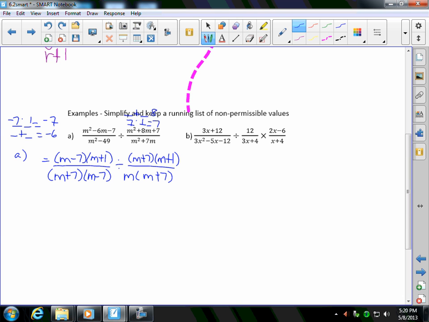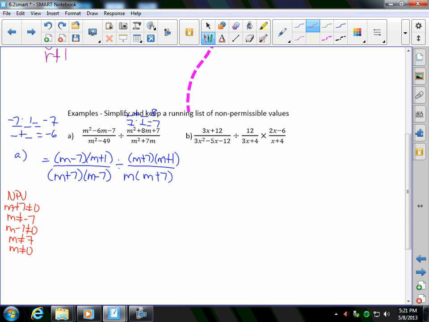So if I'm looking at my numerators here, when I do my restriction, you have to be careful because you also have to do the flip restriction. So my NPV, if I have m plus 7 is not equal to 0, then that means m is not equal to negative 7. M minus 7 is not equal to 0, so that means m is not equal to 7.